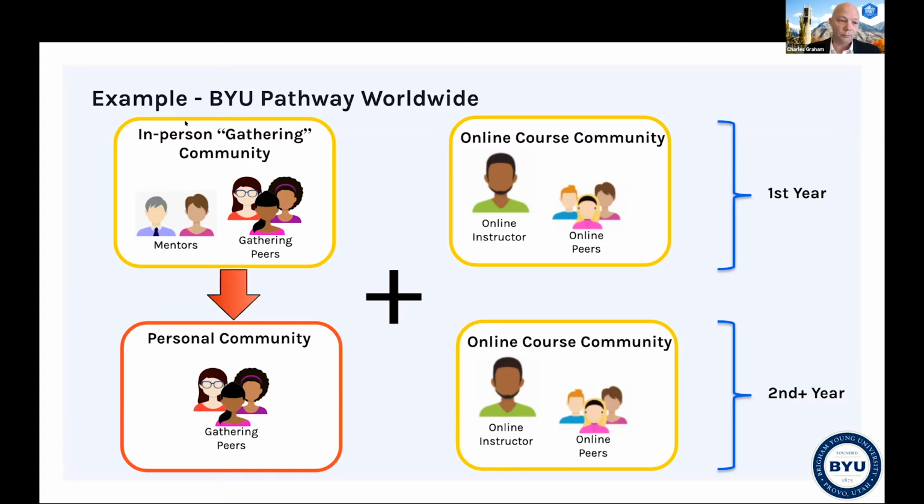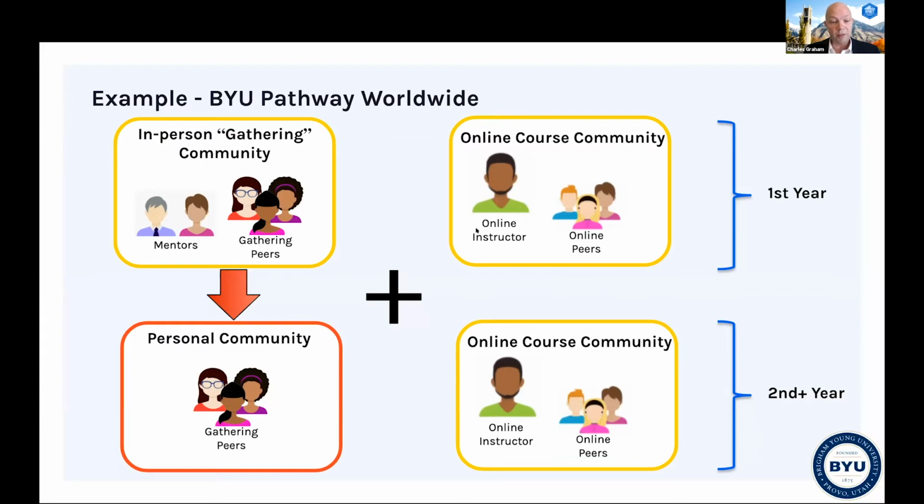And so at the very beginning, the year prior to their actual enrolling in college, they start in this BYU Pathway program. And weekly, they have an in-person gathering community where they're given in-person mentors and a group of about 12 to 15 in-person gathering peers. Simultaneously, they're also enrolled in online courses. These online courses, they also have online peers and they have an online instructor.